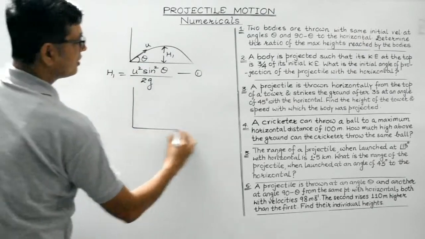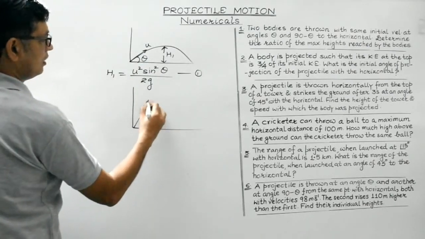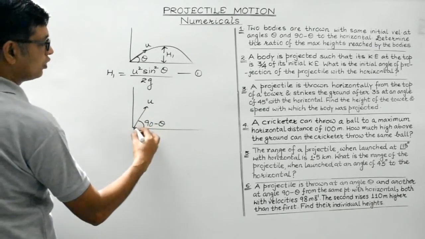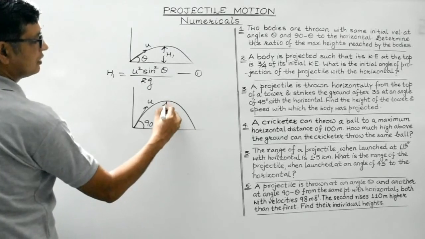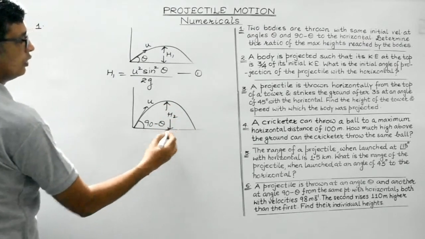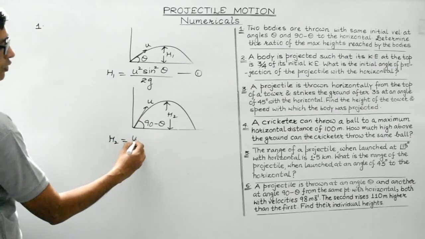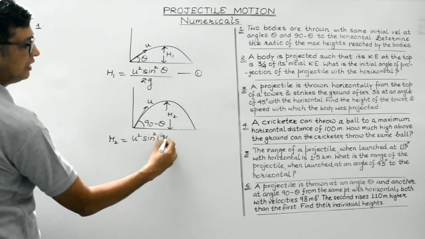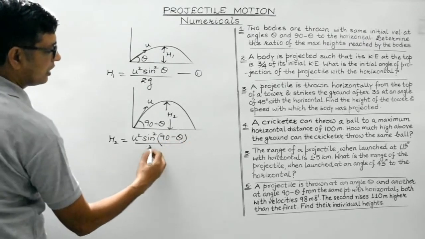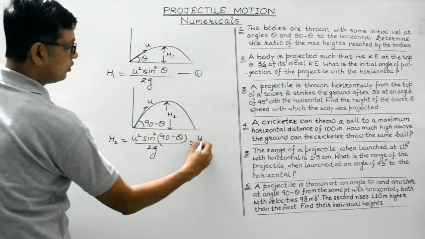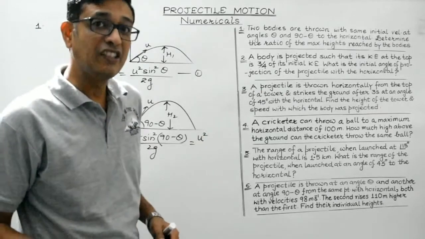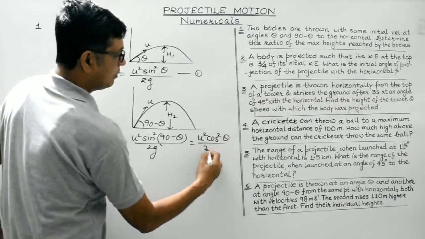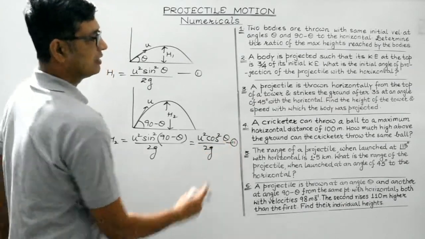Now what about the second scenario? It is projected with the same velocity, but now the angle of projection is 90 minus theta with the horizontal. So suppose in this case the maximum height is h2. So over here h2 will be equal to u square sine square, in place of theta now it is 90 minus theta, divided by 2g. So that will be equal to u square, sine 90 minus theta is cos theta, so it will be cos square theta divided by 2g. You can put this as equation 2.